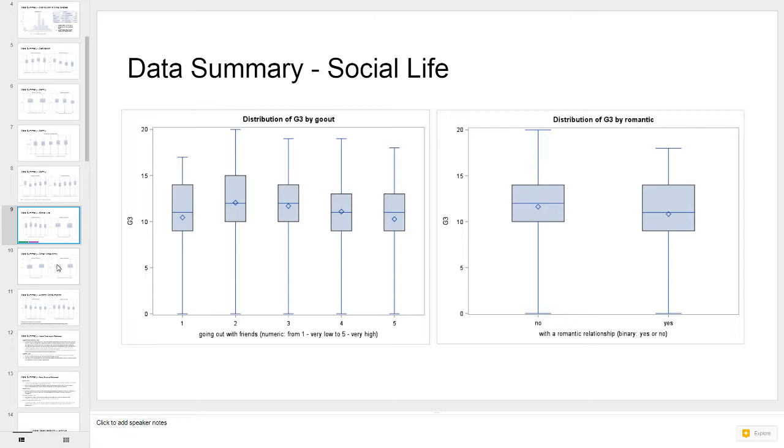Social life. We speculated that there would be some kind of relationship with social life, but you're not seeing a very strong relationship here. This goes from 1 to 4, from very low social life to very high, and then you see the grades. Not a very strong relationship. Romantic relationship on the right is showing if they're romantically involved with a partner or not. You see a little bit more variation in the quartiles for yes, and a little bit lower grade, which I guess would make sense because they're spending more time with a girlfriend or boyfriend than studying.